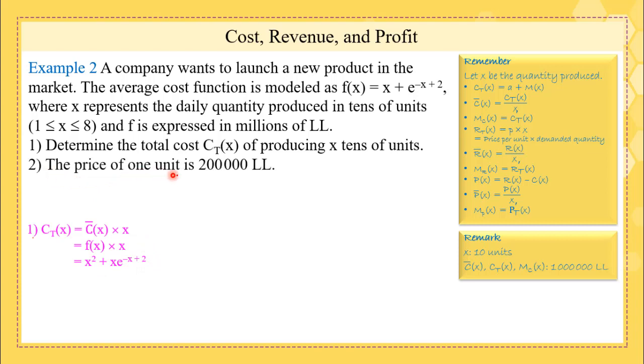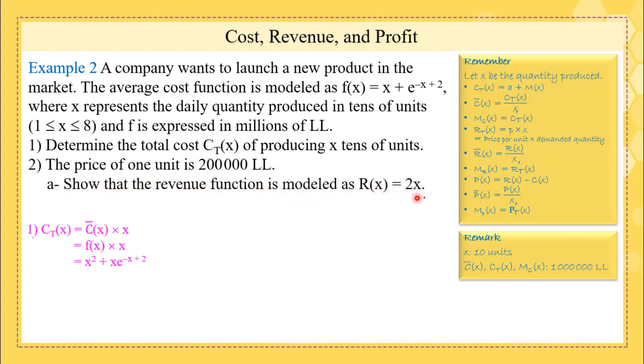2. The price of 1 unit is 200,000 Lebanese lira. Part A. Show that the revenue function is modeled as r of x equal to x. In this part, we need to show that r of x equal to x. The property of the revenue is r of x equal price per unit times demanded quantity.